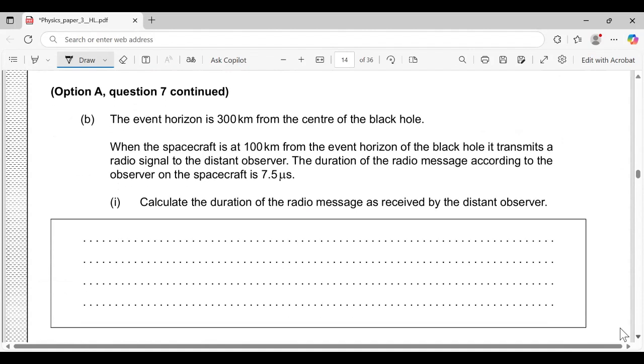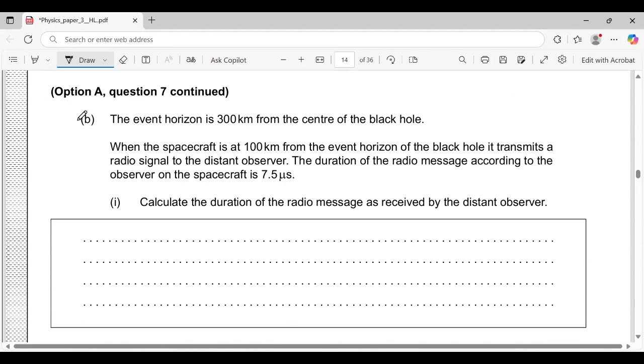The event horizon is 300 kilometers from the center of the black hole. When the spacecraft is 100 kilometers from the event horizon, it transmits a radio signal to the distant observer. The duration of the radio message, according to the observer on the spacecraft, is 7.5 microseconds. Calculate the duration of the radio message as received by the distant observer.